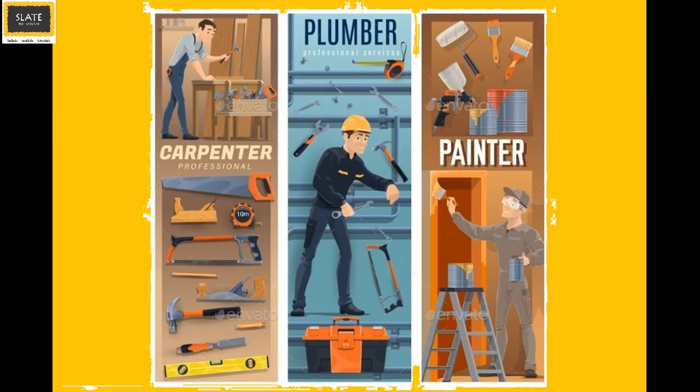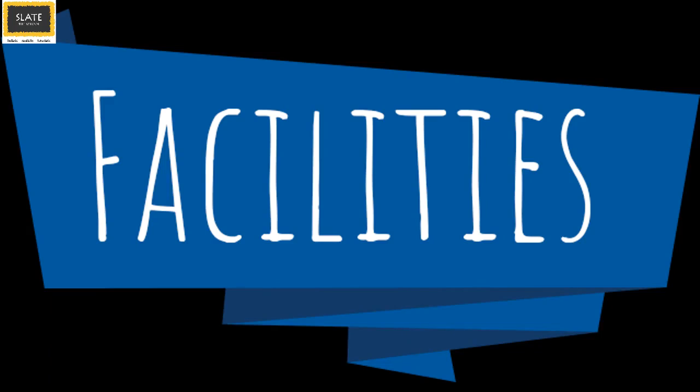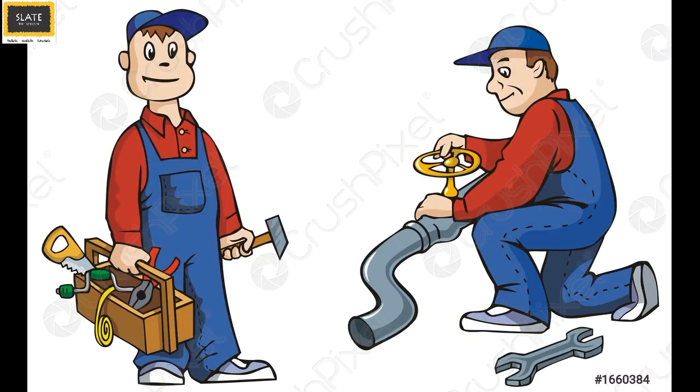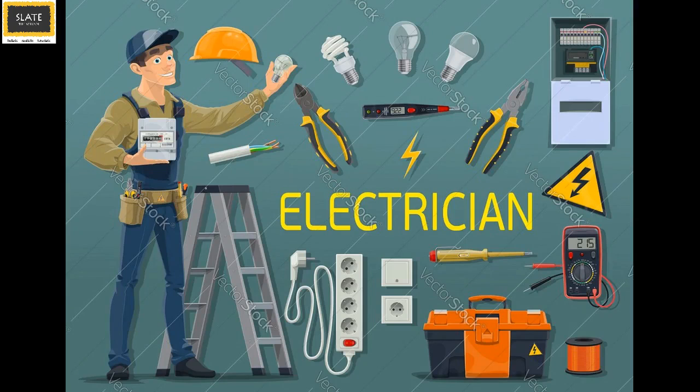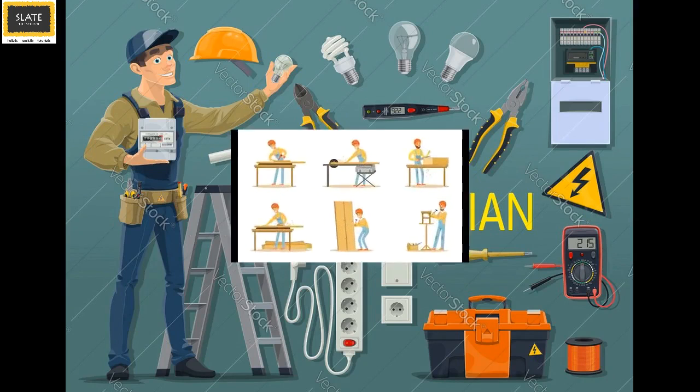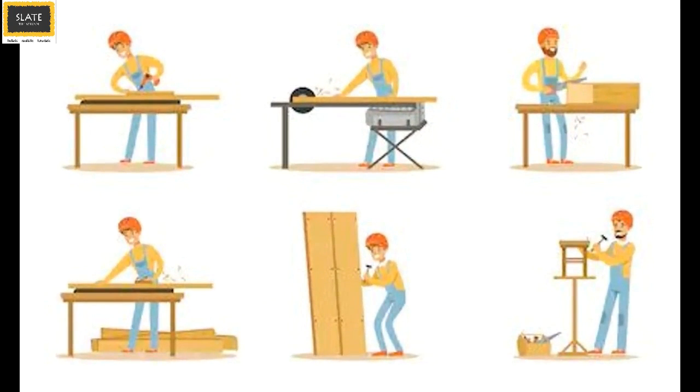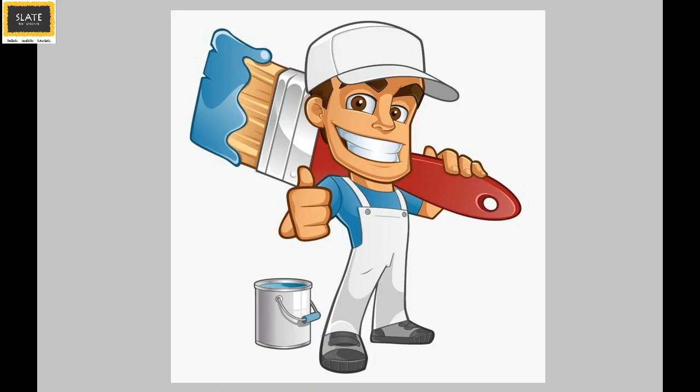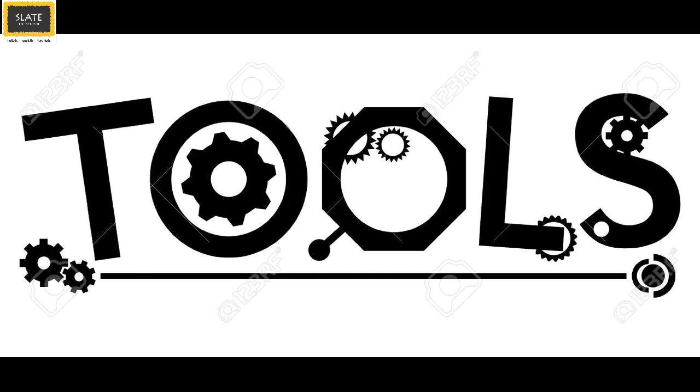Slaters, I am sure you all are familiar with these names like carpenter, electrician, plumber and painter. All of these provide us with the various facilities that we need in our home. They fix the plumbing lines for water availability. They fix electric connections for our electric appliances to work. The carpenter makes the furniture for us to relax and be comfortable. And the painter makes our home look beautiful from inside and outside. All these people use specific tools which helps them in doing their work easily.